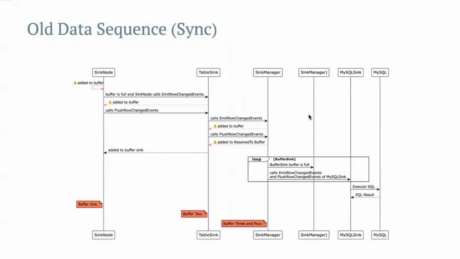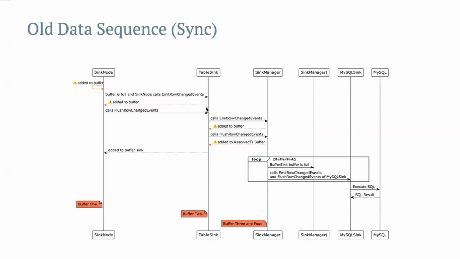Let's take a look at the data sequence. Maybe this will help you understand how the code works. The process starts with the sync node. Whenever the sync node receives a row change event from TiCDC, it adds it to its own buffer. Once the buffer is full, it calls the table sync to emit the row change events.